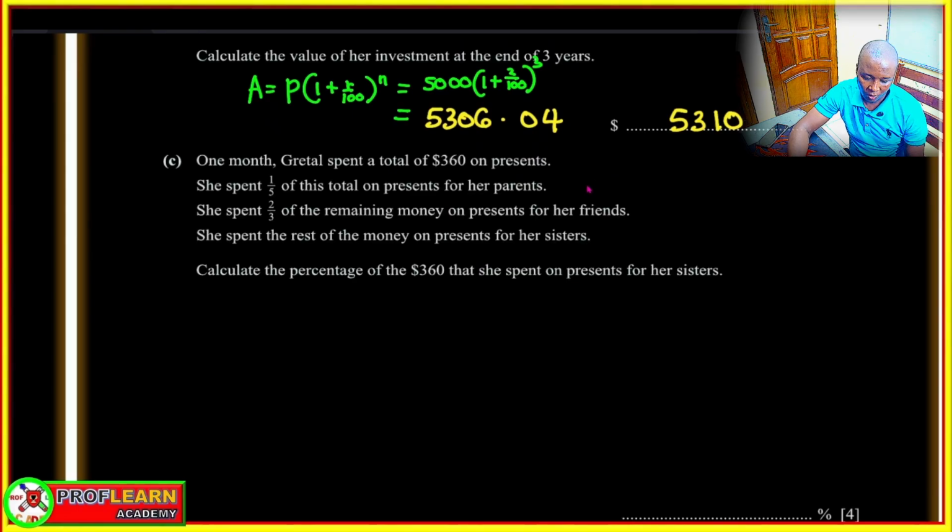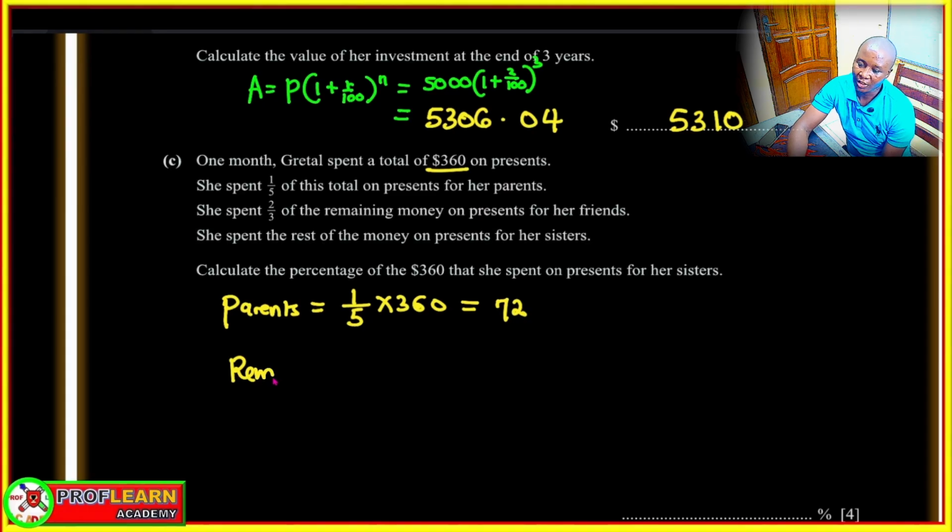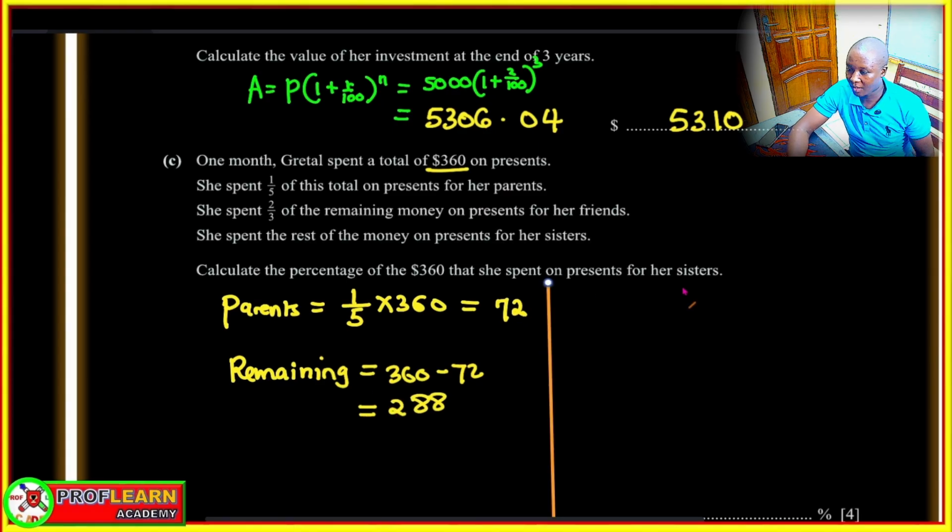The first thing that we're going to look at is the amount that was spent on the parents' present, and that's going to be 1 over 5 times 360, which is $72. The remaining amount after spending on parents is going to be 360 minus 72, which is 288, and we can work it out using our calculators.